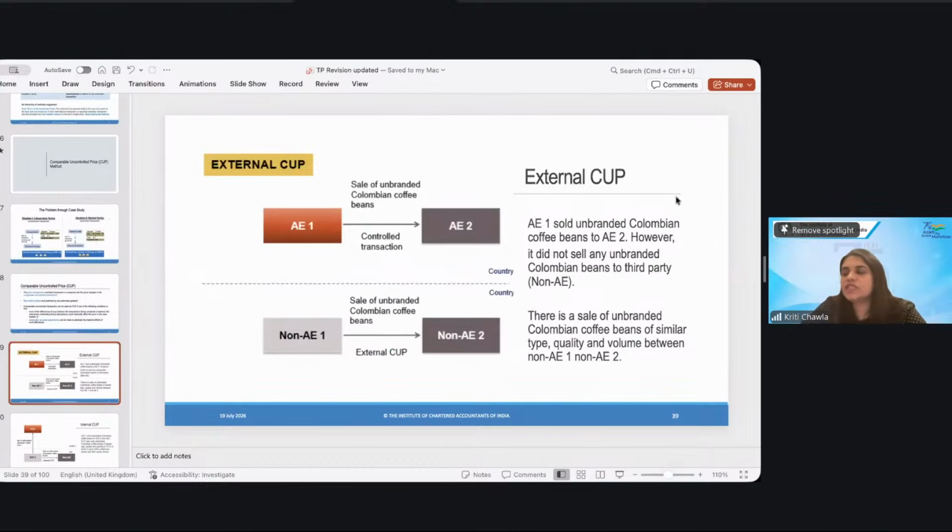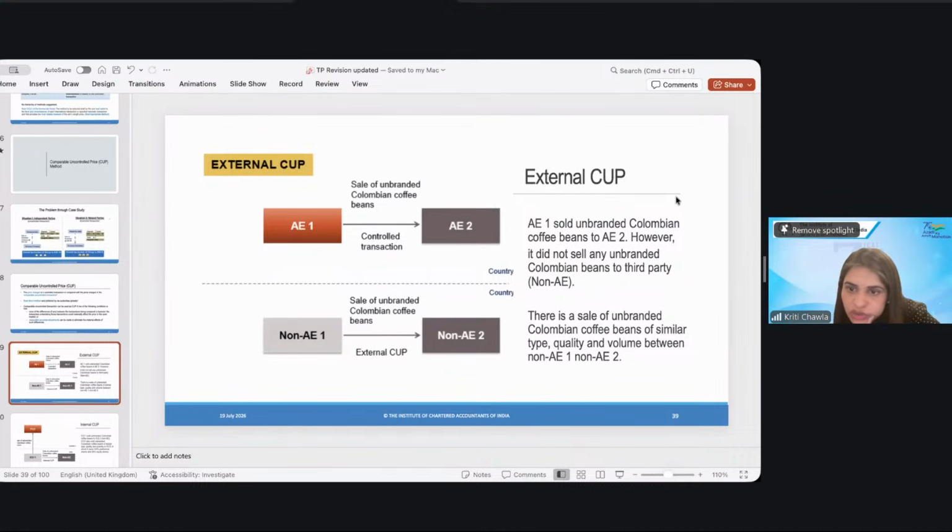Now, as far as CUP is concerned, there are two types of CUP: the external CUP and the internal CUP. In external CUP, let's look at the first situation. AE1 sold unbranded Colombian coffee beans to AE2. However, it did not sell any unbranded Colombian coffee beans to a third party. It was just to AE2.